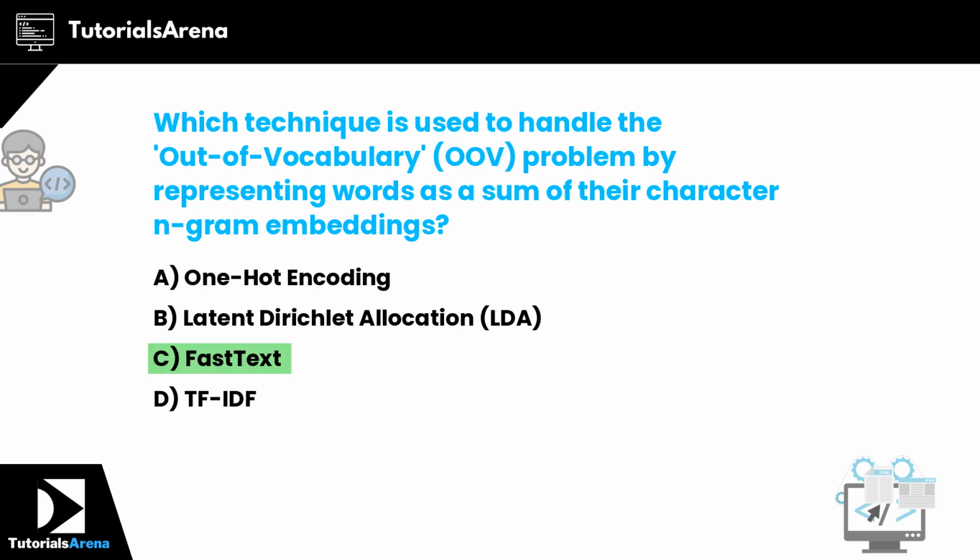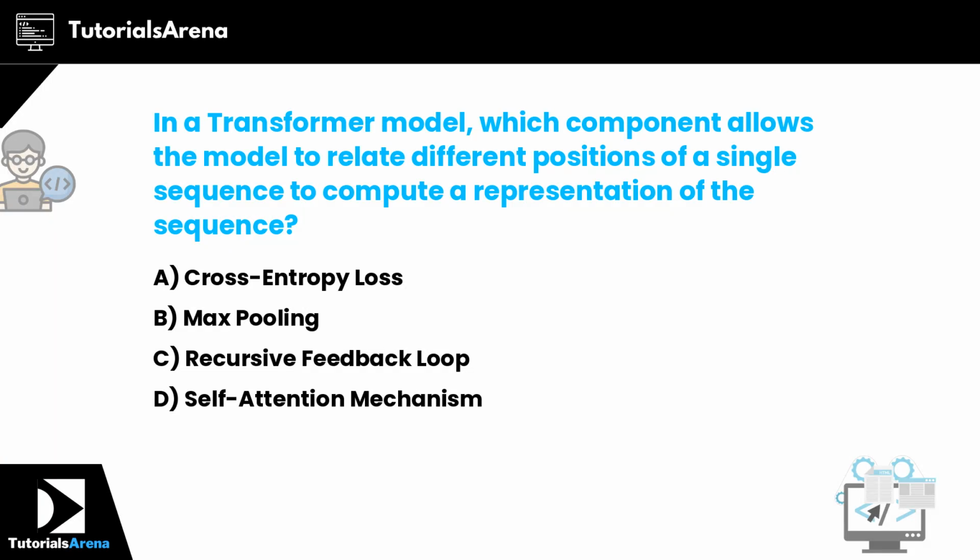The correct answer is option C, FastText. In a transformer model, which component allows the model to relate different positions of a single sequence to compute a representation of the sequence?